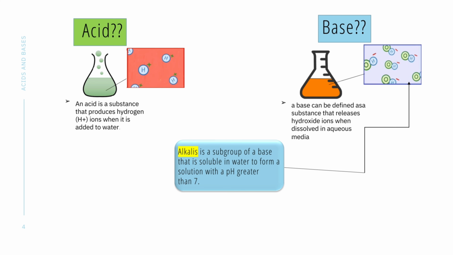Meanwhile, alkali is a subgroup of bases that is soluble in water to form a solution with a pH greater than 7. So this means an alkali is actually a base that is dissolved in water.